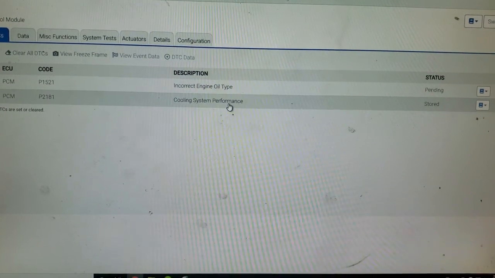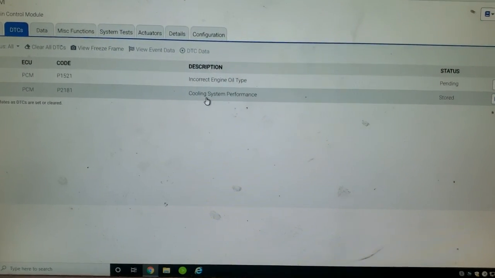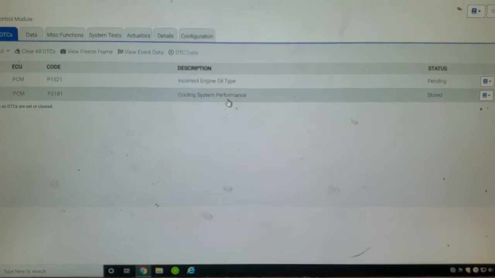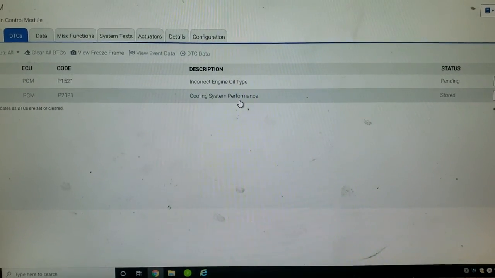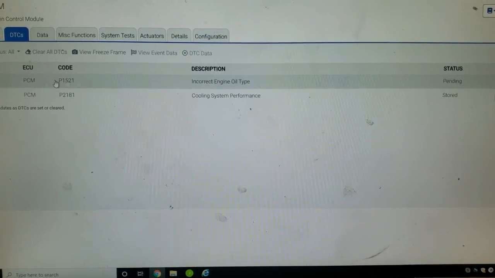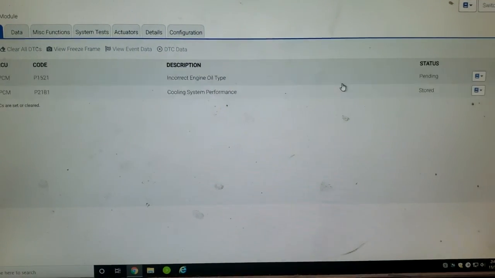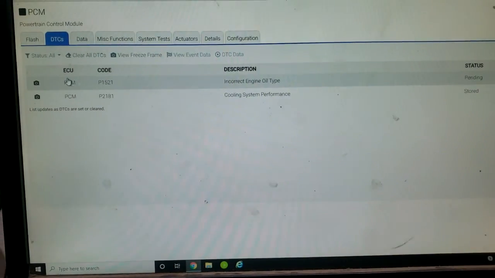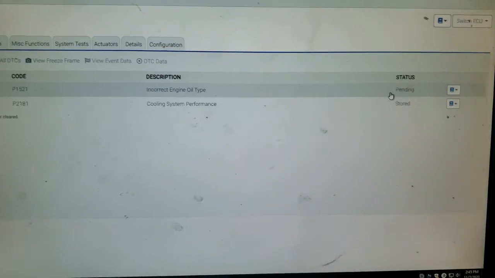Cooling system performance. Yes, you would get this code if your system is low on coolant. All right, yes, low on coolant will cause this. So I'm gonna verify the coolant level and verify if there is any leak. All right, but I want to stay focused on P1521, guys. Let's talk about this. Let's discuss this because I've been waiting on a chance. In fact, it's pending. So this is not the reason why the light is on. This code hasn't even matured yet.